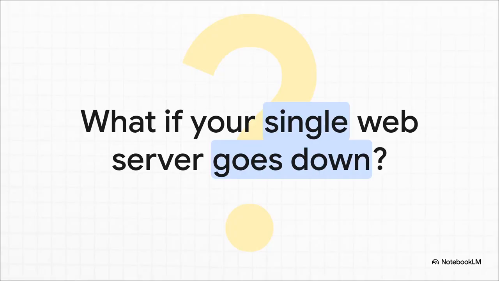Right, so we're thinking about scaling out, but we've still got a huge problem staring us in the face. We may have separated the database, but we still only have one web server. If that one server fails, our entire application goes dark. That's what we call a single point of failure, and we have to get rid of it.